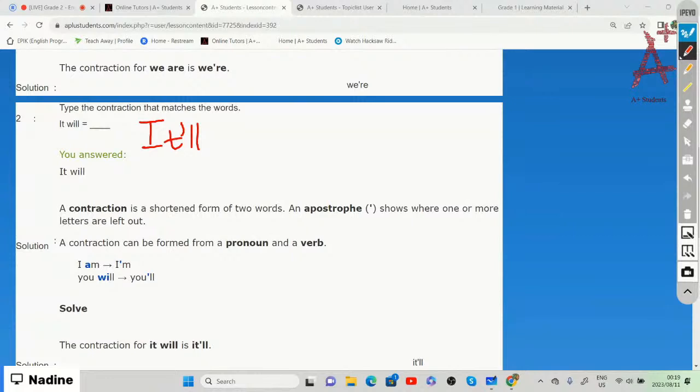Right? And remember we said earlier on that the first word usually stays the same, and then we basically shorten or leave out letters from the second word. So it will, it'll.